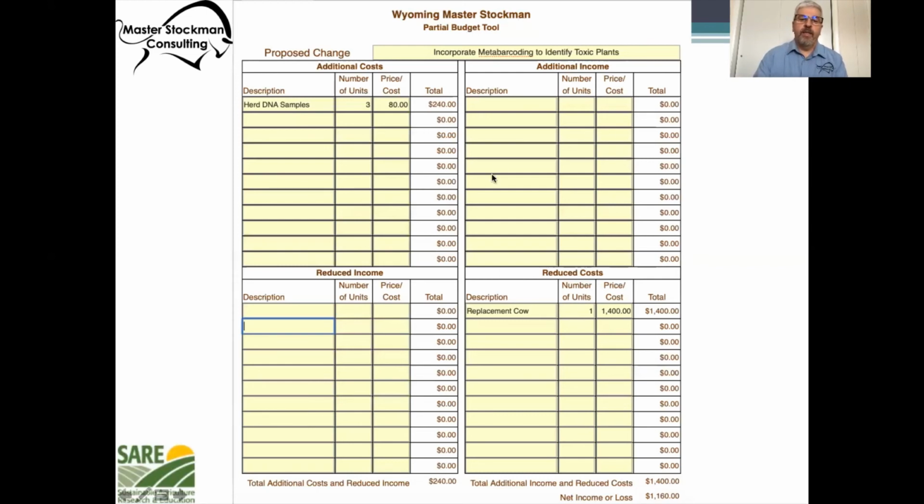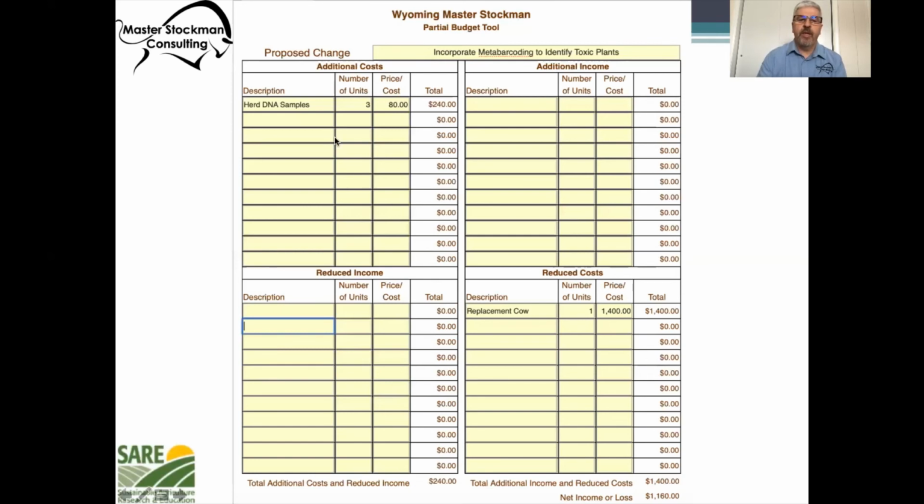So again, the tool that we're going to use in this example is a partial budget. And like I've talked about in the other videos, there are 4 questions we like to ask ourselves when we're completing a partial budget. What are the additional costs associated with this project? What are some income that might be reduced or eliminated as a result of this project? What's additional income that we might receive as a result of this project? And what are some of my reduced costs as a result of this project? So again, this is a simple economic analysis we're going to do.